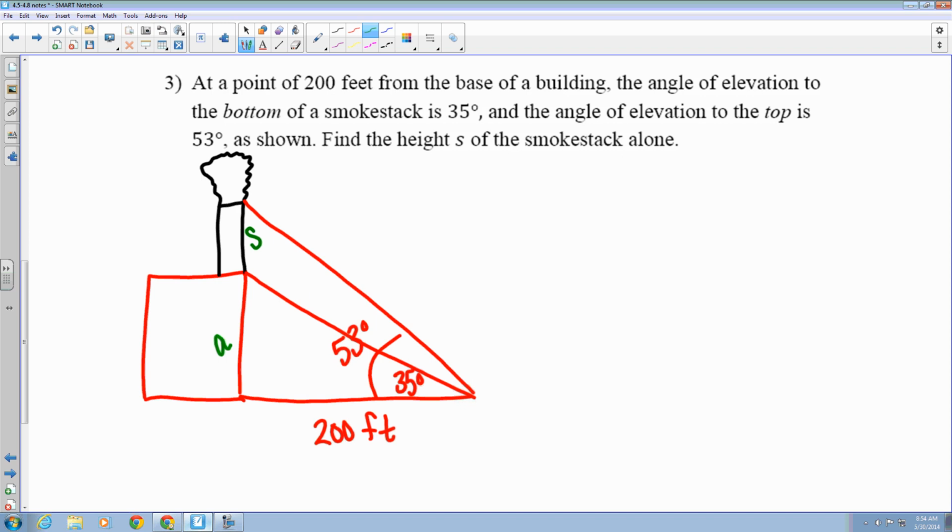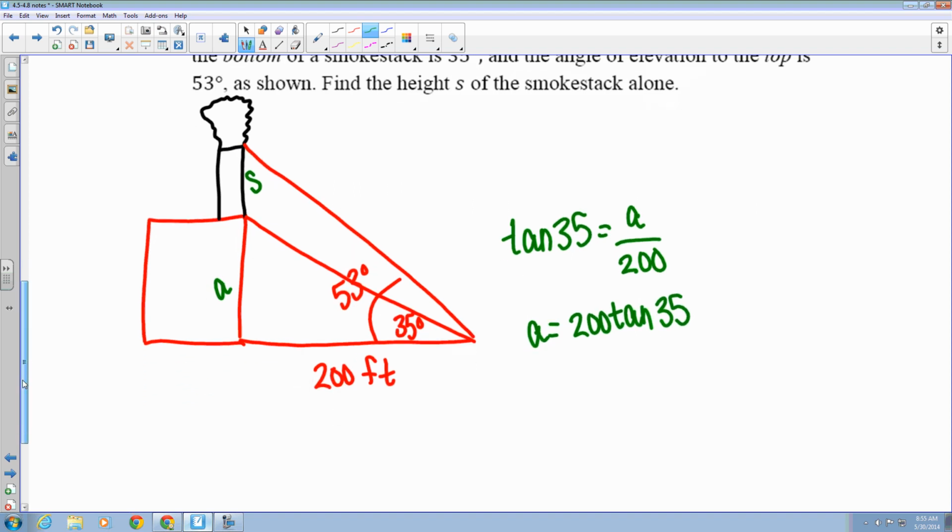It's going to be easier for us right now to actually find A. So let's find A first, and then we can use A to find S, the height of the smokestack. So we're going to use tangent of our smaller angle, 35, will be A over 200. So right now we'll leave it exact as 200 tangent 35 so that we don't have any rounding errors later.